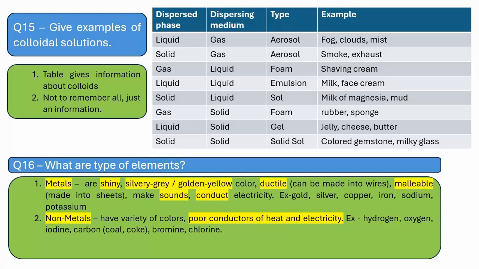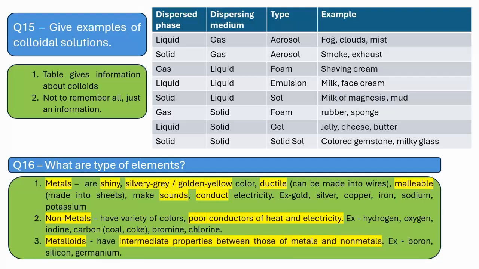Okay, there are some elements which fall between metals and non-metals, in between. Okay, they are called metalloids. They have intermediate properties between those of metals and non-metals. Example, boron, silicon and germanium.